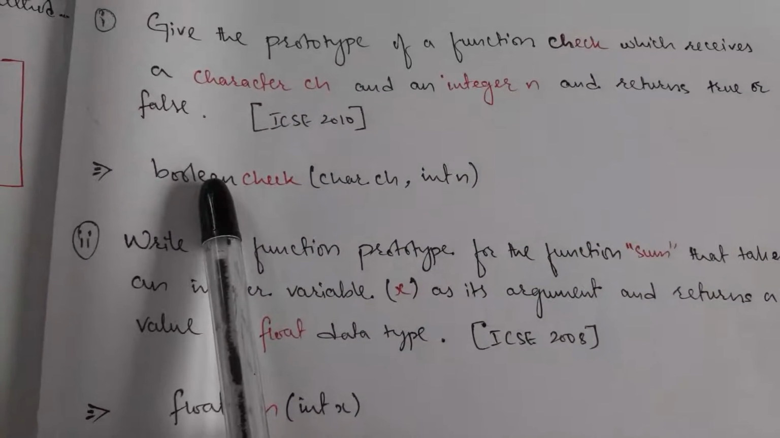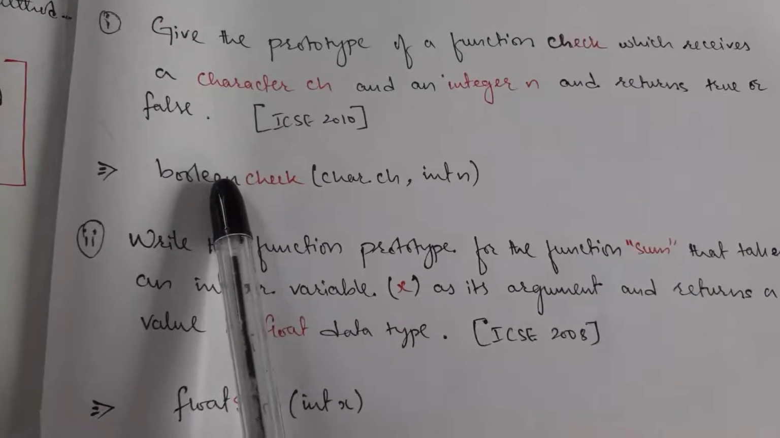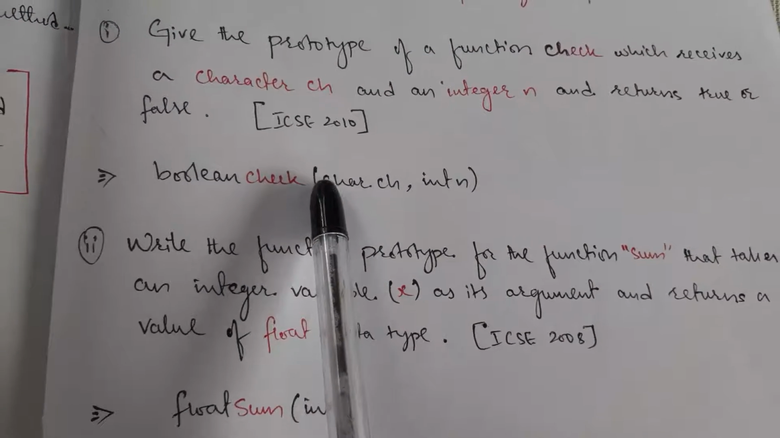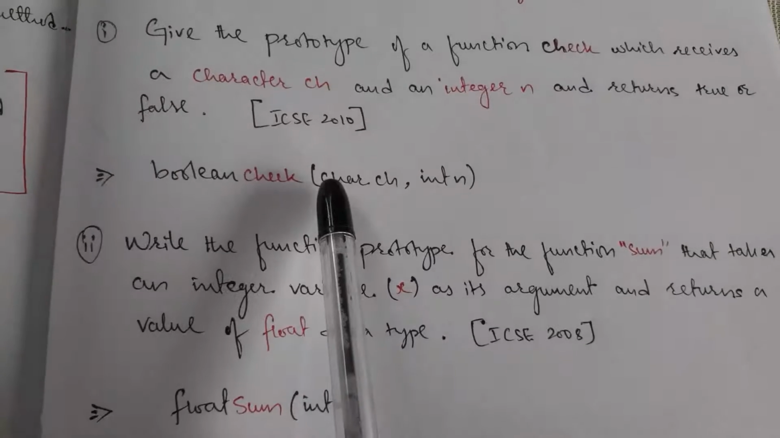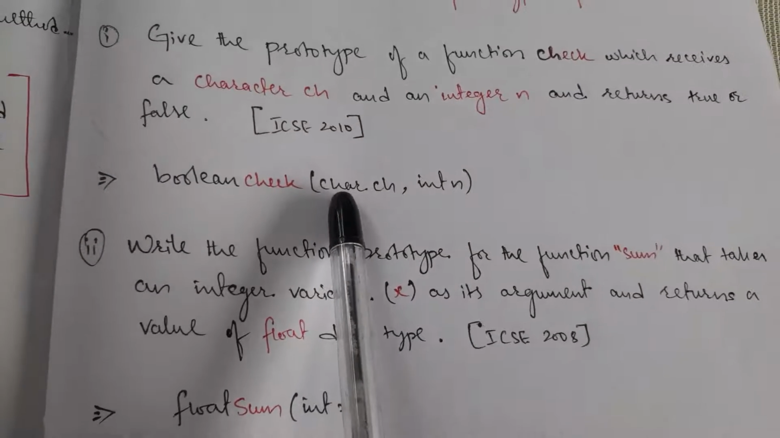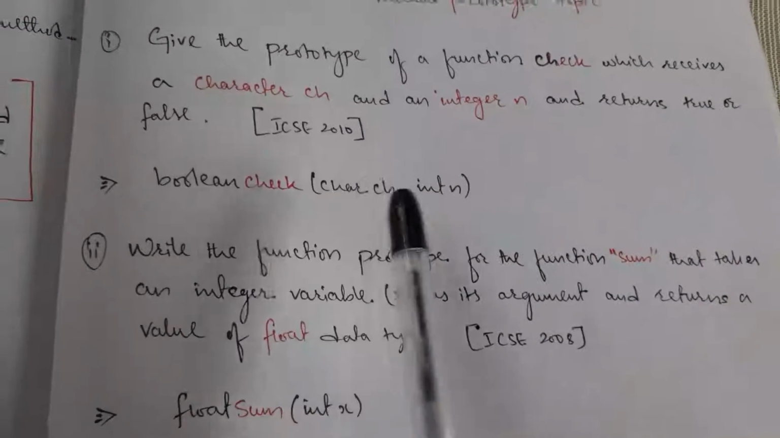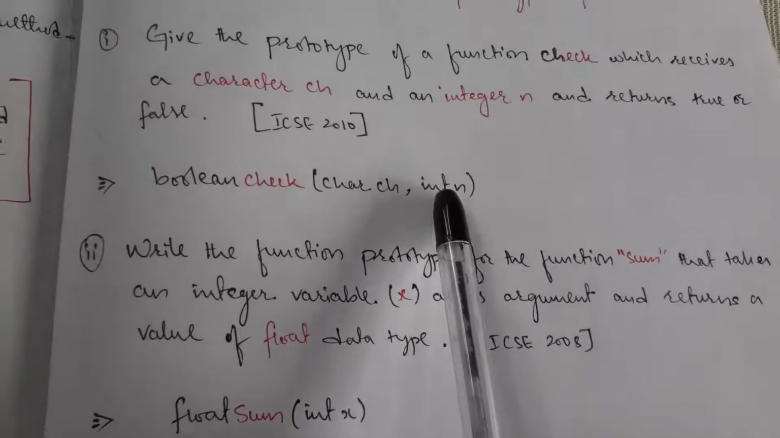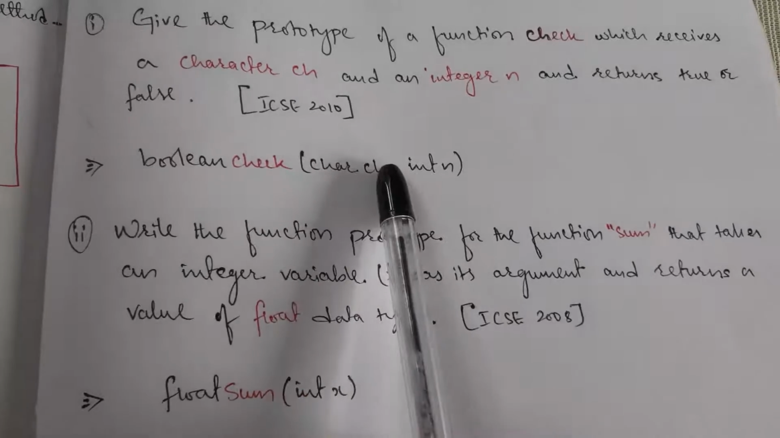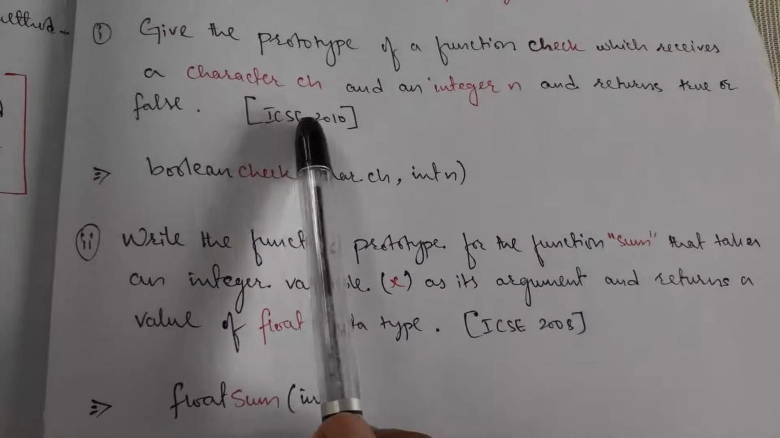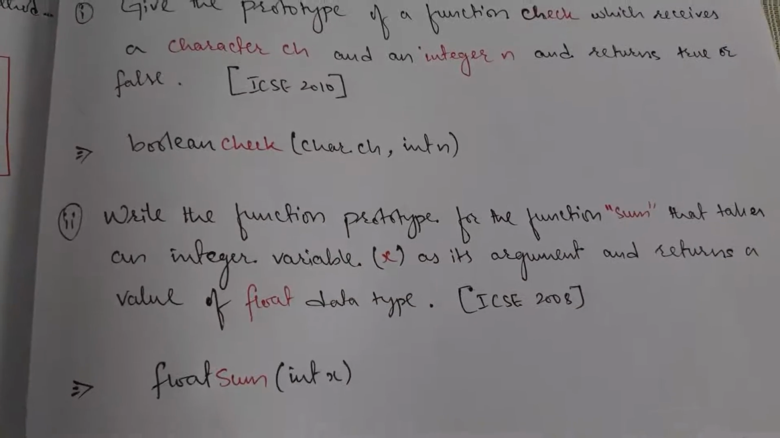Boolean is the return type, okay, and check is the name of the function, and it will be handling the parameters or the arguments like char ch and int n as given in the question. So this is how you have to write the method prototype statement, and this will be the answer. This came in ICSE 2010.